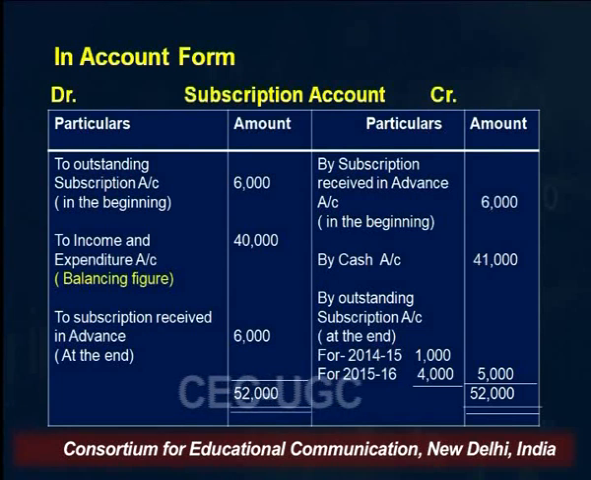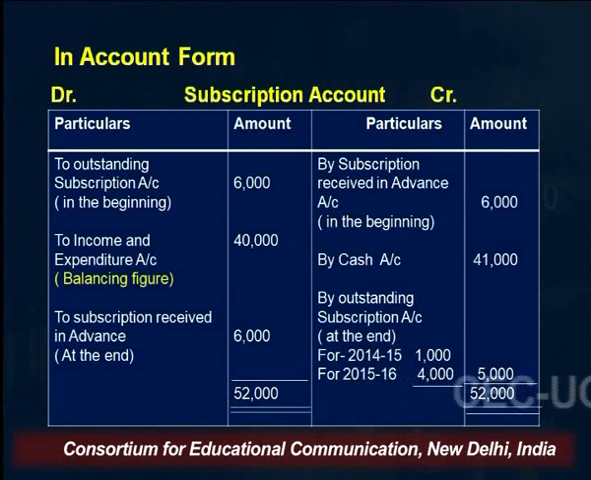Plus 6,000, that means 12,000. So credit is 52,000 and the debit side is 12,000. If we deduct 12,000 from 52,000, the net amount is 40,000. This is the balancing figure on the debit side. This is the amount which is to be shown on the credit side of the income and expenditure account.